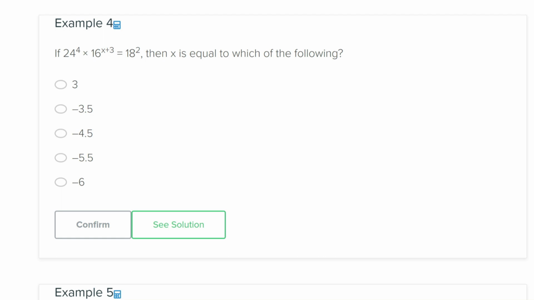Let's start with 24. So breaking down 24, 24 is 8 times 3, and 8 is 2 cubed. So we actually have 2 cubed times 3, that's 24, to the power of 4. Notice I'm not calling it 24 anymore, I'm calling it 2 cubed times 3.